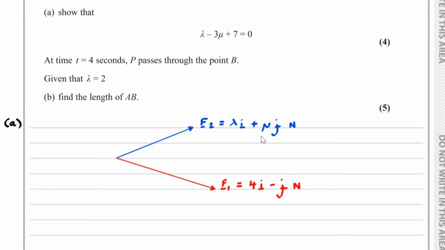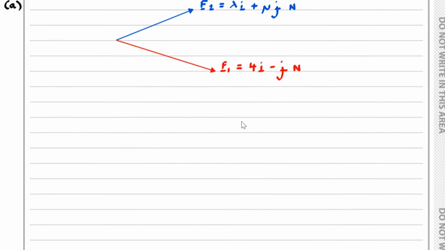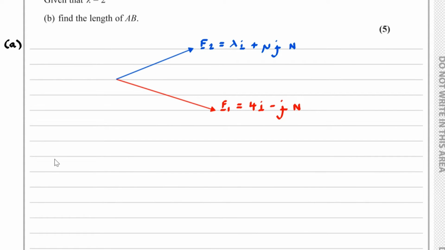Now, what we need to do is recognize that P moves in the direction of the vector 3i plus j, and so therefore the resultant force F would act parallel to this vector. So let's find the resultant force. The resultant force F, that's equal to F1 plus F2.